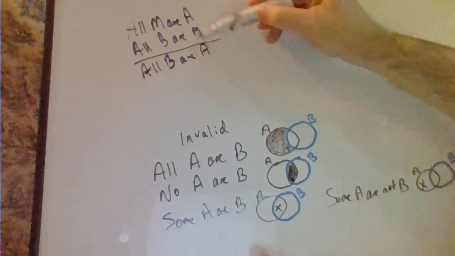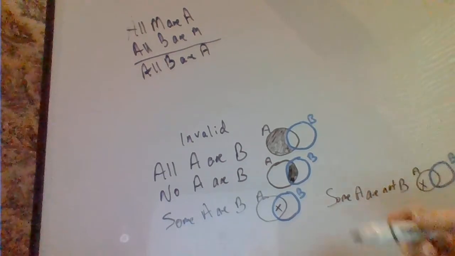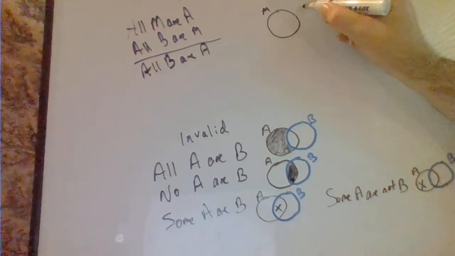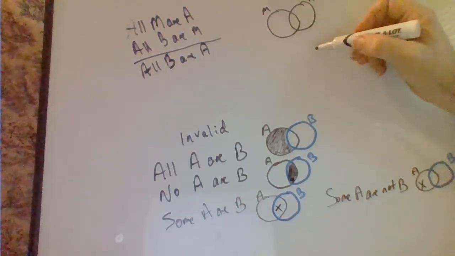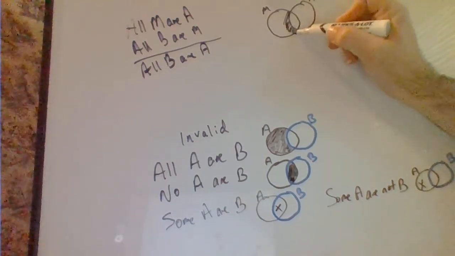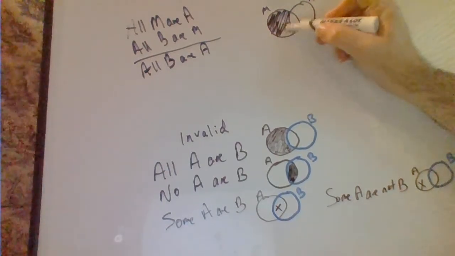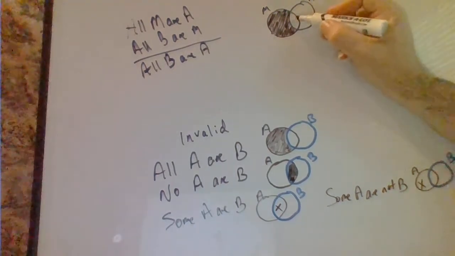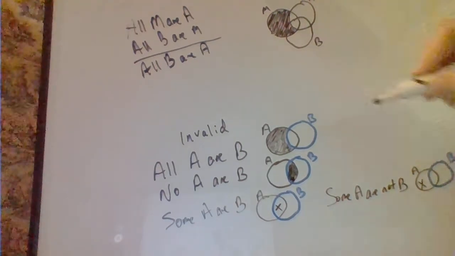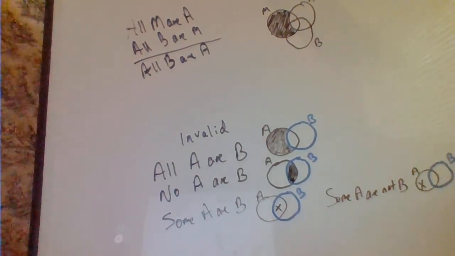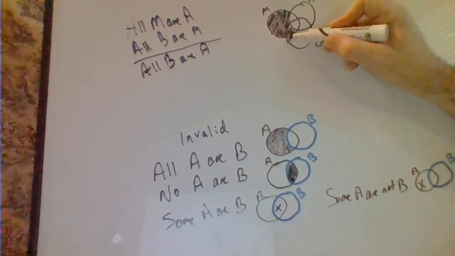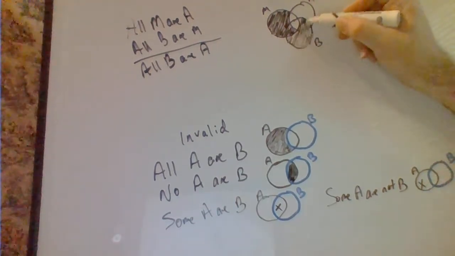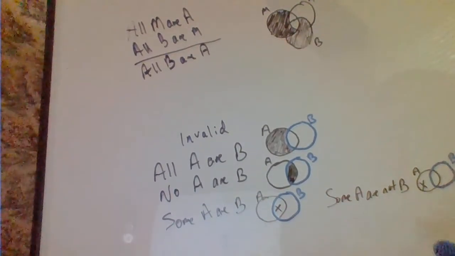Okay. So here's an AAA figure 1, which we know is valid via Barbara. But if we wanted to do a Venn diagram of it, all M are A. So there's the M circle, there's the A circle. So every M is an A. I'm going to shade in the part of the M circle that's outside of the A circle. And then all B are M, so we need to add in the B circle. So we have to fill in the entirety of the B circle that is outside of the M circle so that nothing can exist there.